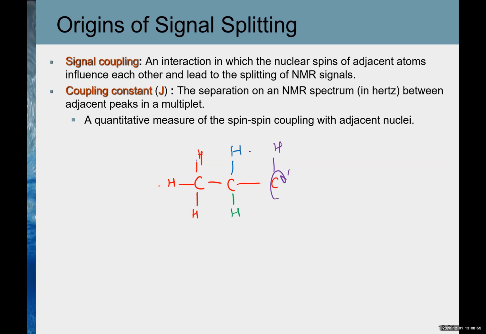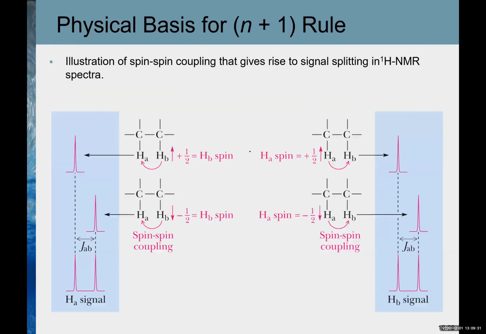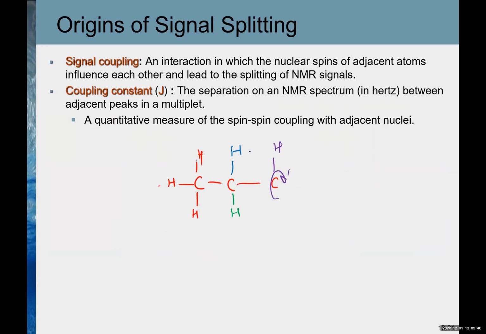Any vicinal hydrogens can couple with each other. Equivalent hydrogens give the same signal, but vicinal hydrogens give different signals, and they can couple with each other. So they affect the signal. So they cause the splitting. Let's see how the splitting takes place. These are vicinal hydrogens, so they can couple, the same concept. So let's talk about here.